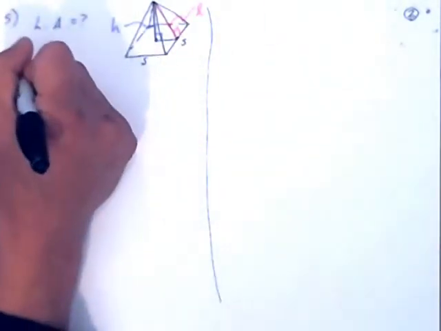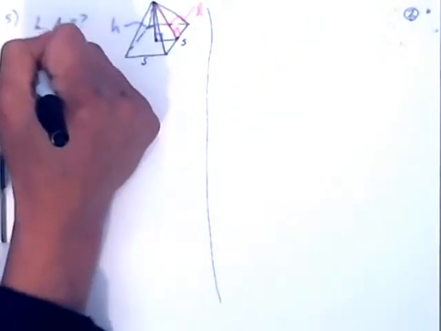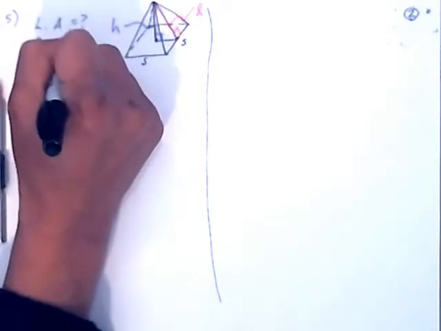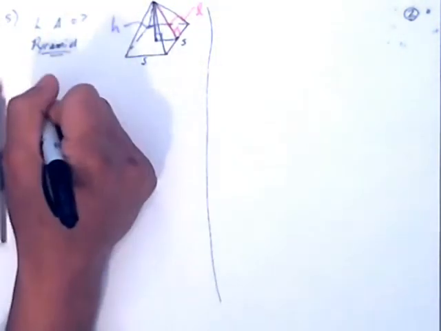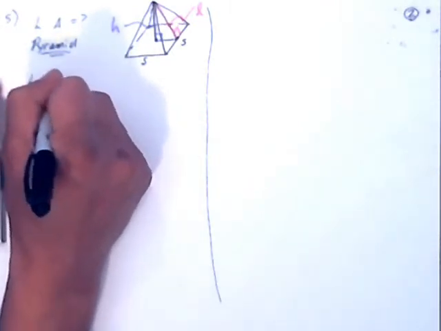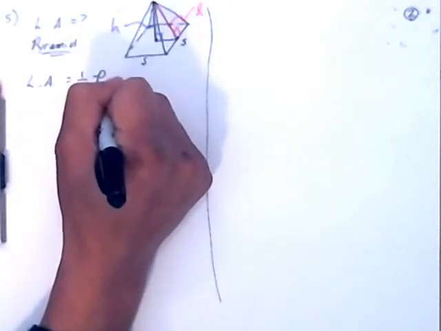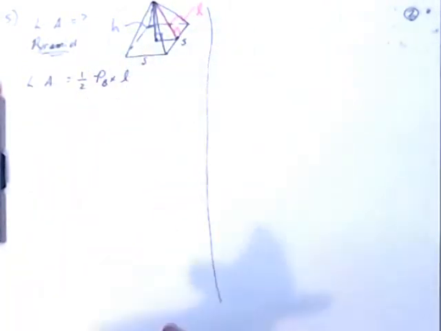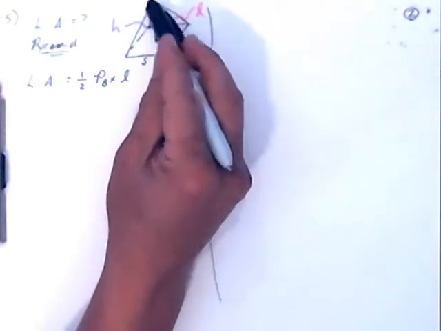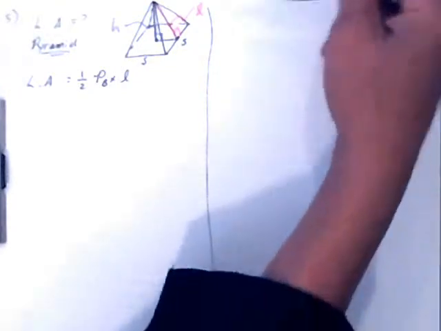Well, we know that the lateral area, what kind of figure is this? It's a pyramid. So that's a keyword, pyramid. The lateral area for a pyramid is equal to 1/2 the perimeter of the base times your lateral height. And so you have here your lateral face, the right one, the front one, the left side, and then the back.